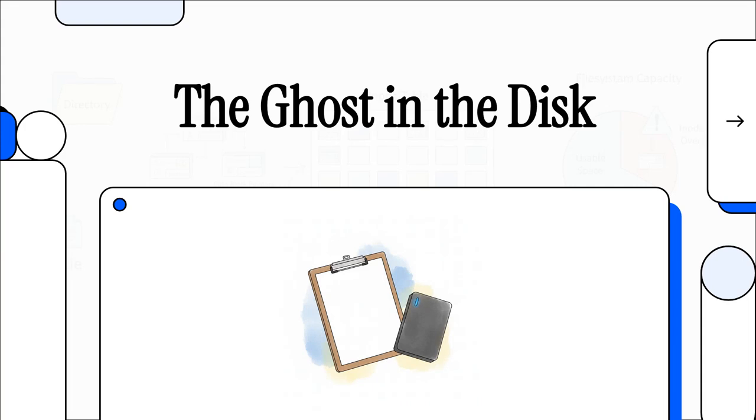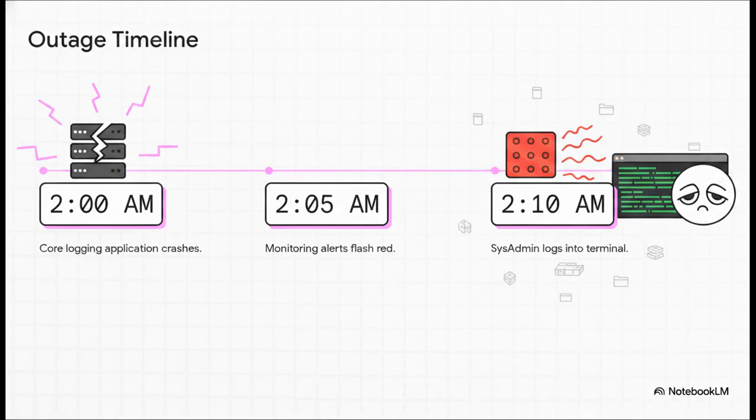Welcome to The Explainer. Today we're looking at the ghost in the disk, how inodes limit disk capacity. It's a classic infrastructure mystery that has haunted, well, pretty much every system administrator at some point: a crashed server that's screaming "disk full" even when the storage numbers say otherwise. Let's uncover exactly why that happens. Okay, let's dive into this.